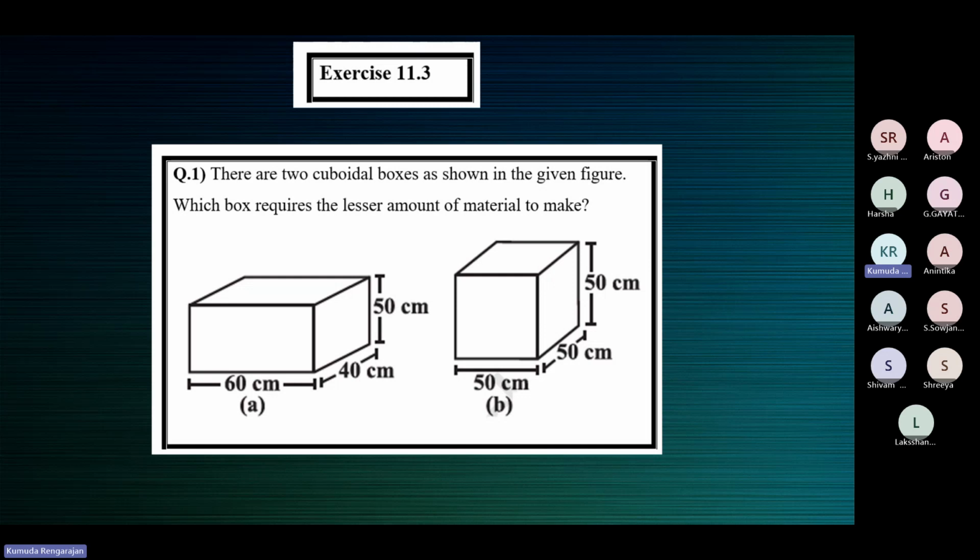Which box requires lesser amount of material to make? So material is used to build the body of the boxes. If you have to stuff something inside the box or fill the box with something, see, when do we have to find volume? When do we have to find area? Area has to do with the external part, the external surfaces, what makes the body of the solid. Area is the external part, what you can feel, the outside of the solid.